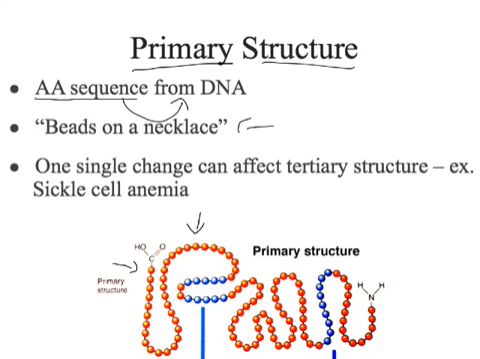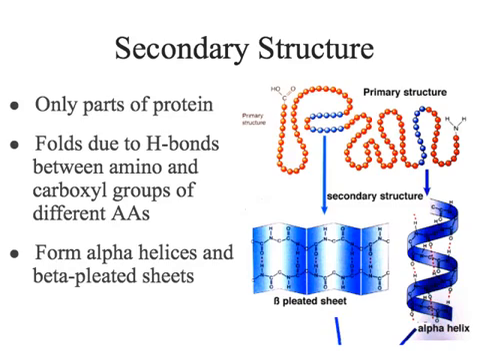That hemoglobin can no longer carry oxygen, and you get a disease called sickle cell anemia. So this order, this primary structure, is very, very important. Okay, so secondary structure is when parts of the protein start to do their primary folding. They're the very first folds, okay?